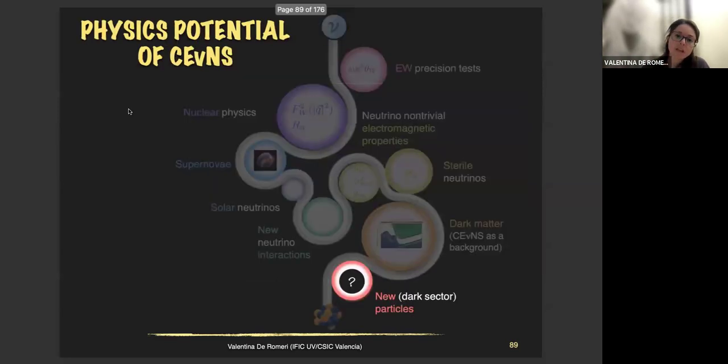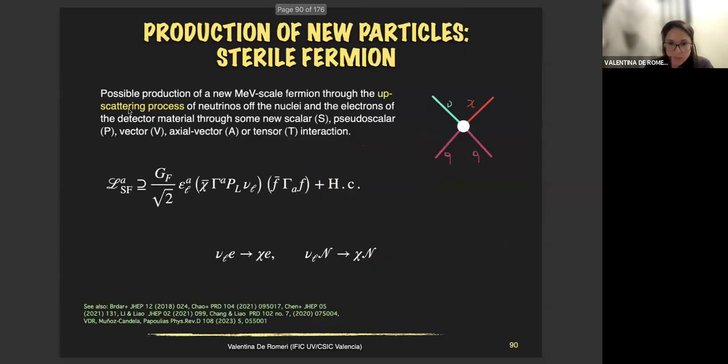So still below the solar neutrino background, but it should also be included in the estimation, for instance, of the neutrino fog. And finally, very quickly, let me discuss another possible implication of CEvNS experiments, which is the possible production of new particles. New particles could be of several kinds: sterile neutrinos, axion-like particles. In this case, we consider the scenario where we can have a possible production of a new sterile fermion, MeV scale, through the upscattering process of neutrinos off the nuclei and the electrons of the detector material.